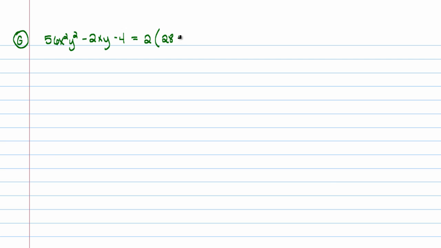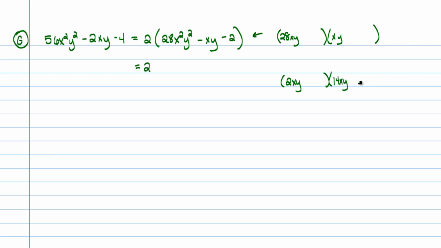28x²y² − xy − 2. Now I will use a guess and check method to try to factor this. There are a couple of possibilities for how this factors, because 28 is highly factorable. It could factor to 28xy times 1xy, or 2xy and 14xy, or 4xy and 7xy. That's 3 possibilities.